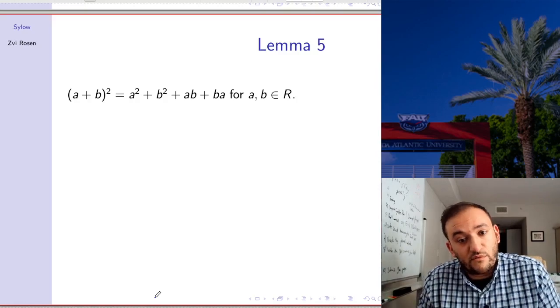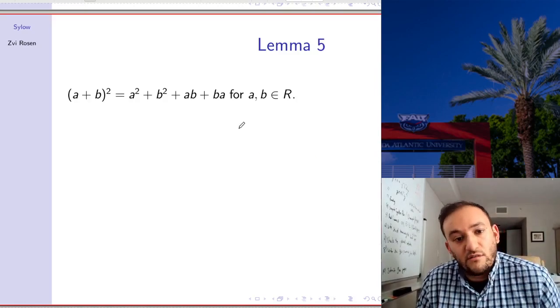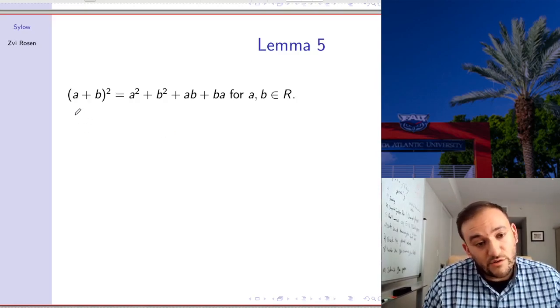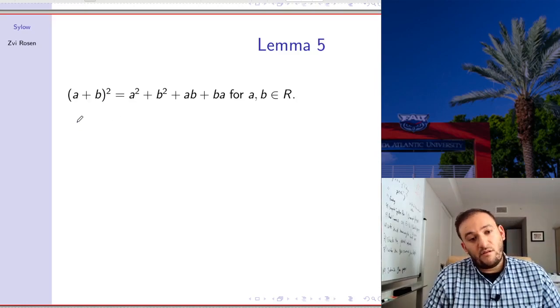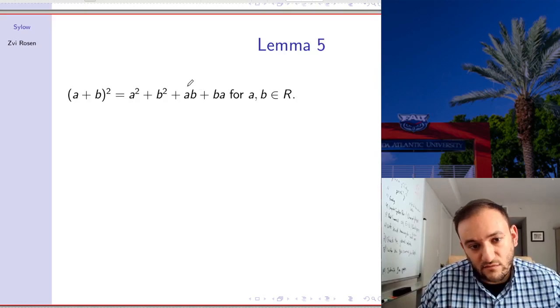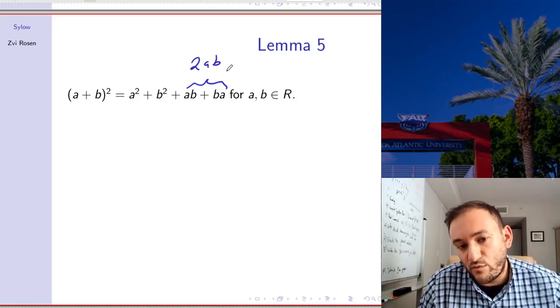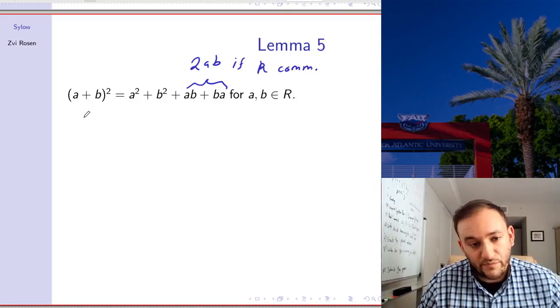Here is a variation on the typical formula for a square of a sum. If we have a plus b squared, that's going to be equal to a squared plus b squared plus ab plus ba. The only difference from the standard formula is that sometimes this will be turned into 2ab, but that's only if the ring is commutative. That's not true for rings in general.